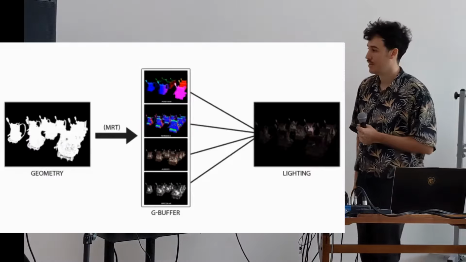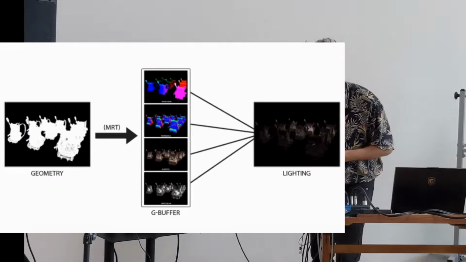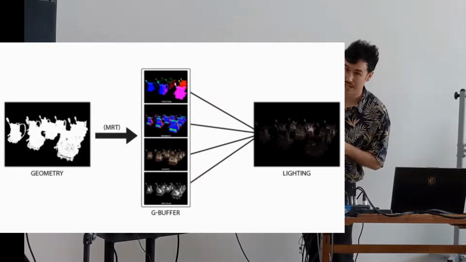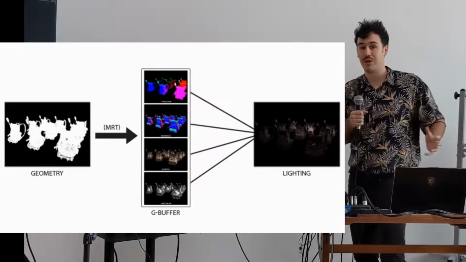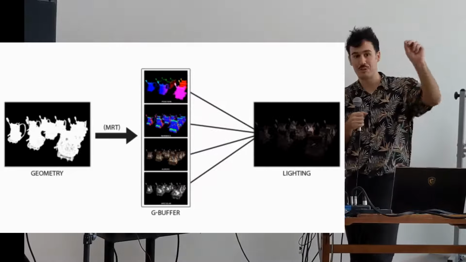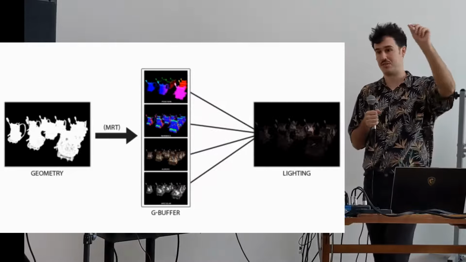And then when you combine all of these into output lighting, when you run your lighting shader, you basically say, okay, for this pixel, what position in space does this pixel represent?